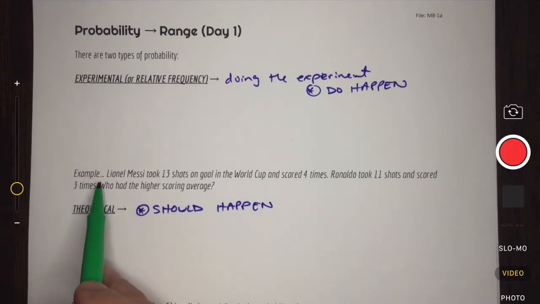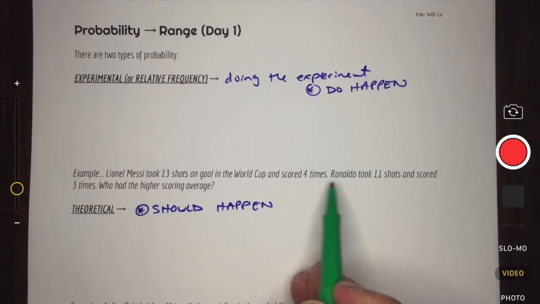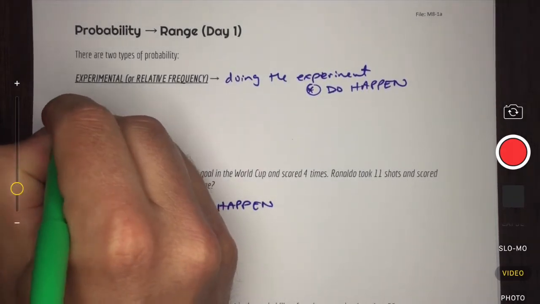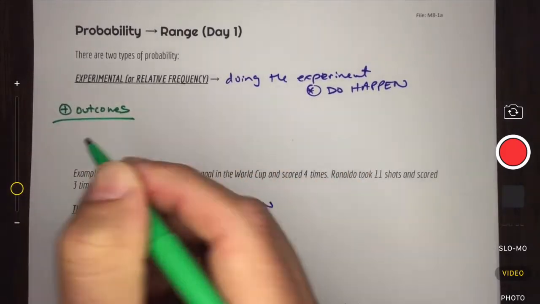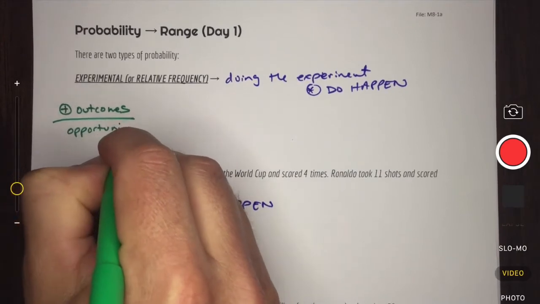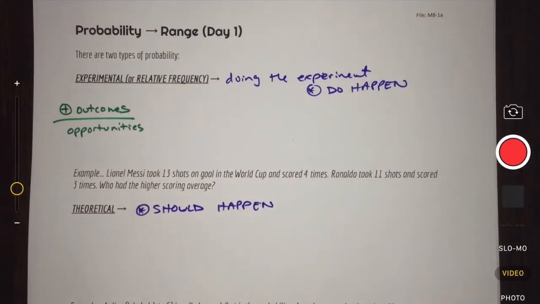In the experimental example, we have Messi taking 13 shots on goal in the World Cup and scoring 4 times. Ronaldo took 11 shots and scored 3 times. So what we want to know is who has the highest scoring average, or who has the highest scoring probability. Now, when determining this, what we want to take is the number of positive outcomes, and we're going to divide that by the number of opportunities. And what this is going to help us create is our fraction.